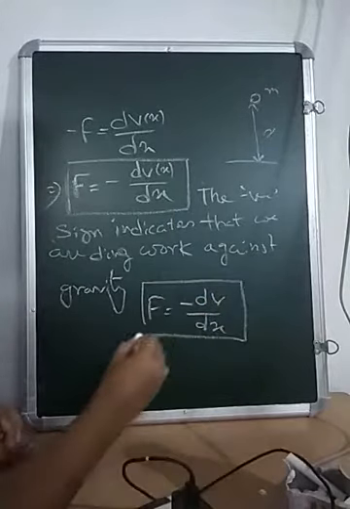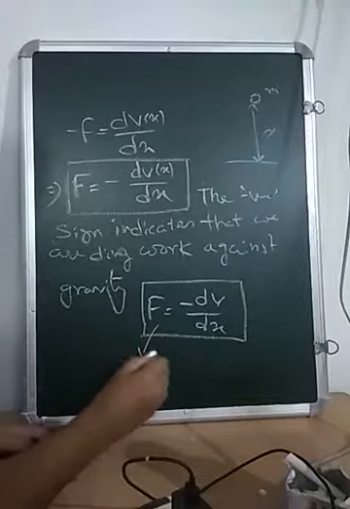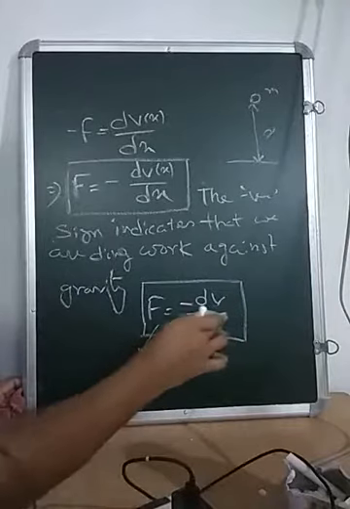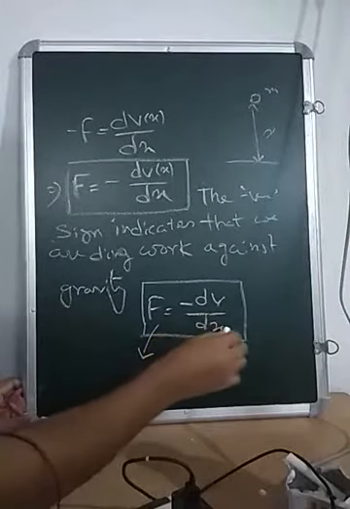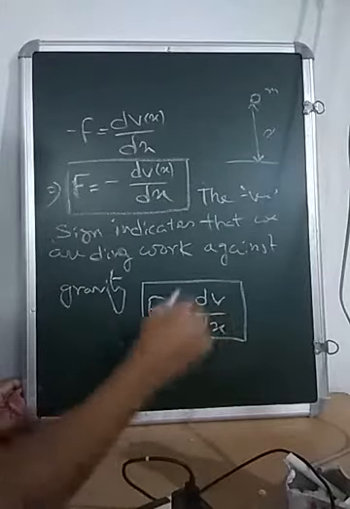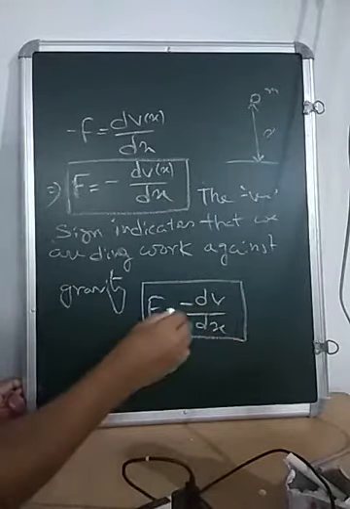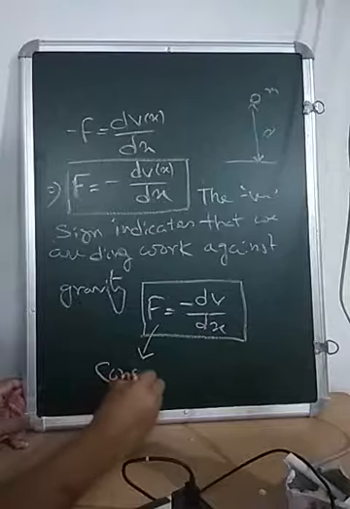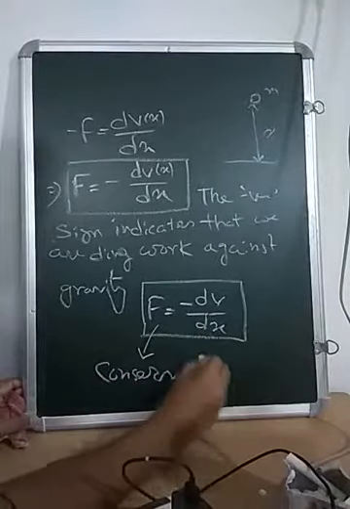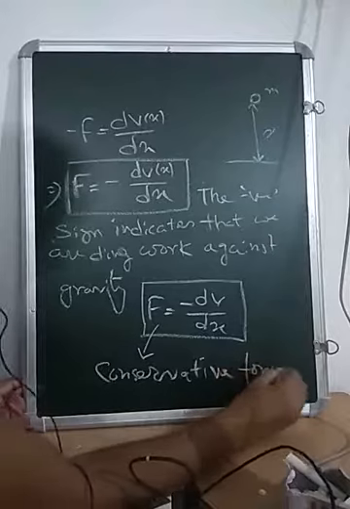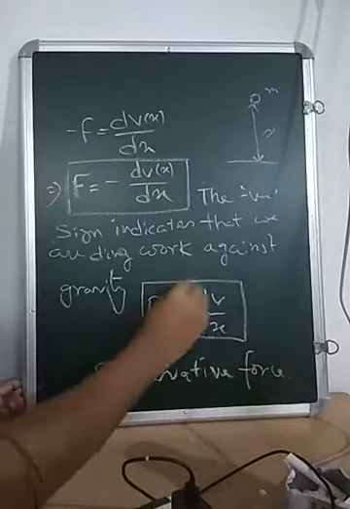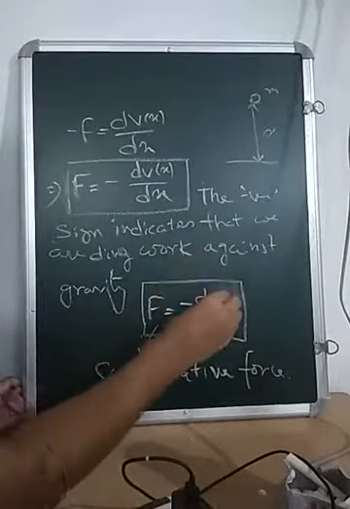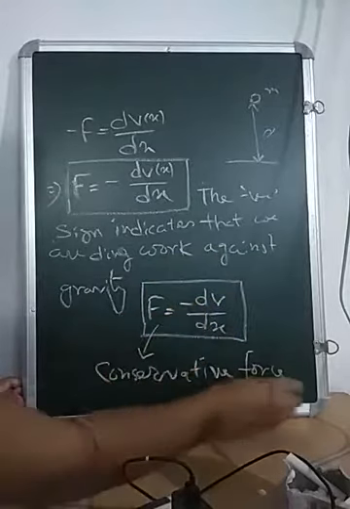This type of force, which can be written as the gradient, or it is also called gradient, of potential. The force that can be written in terms of the negative gradient of the potential energy, this type of force is called conservative force.